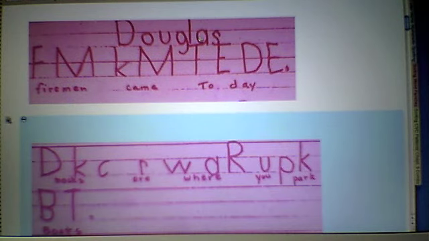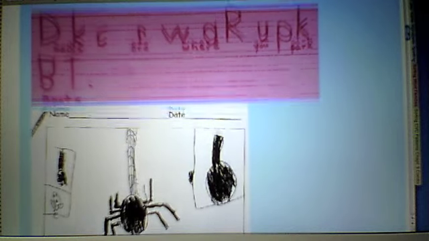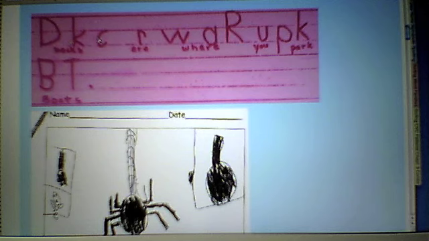Suddenly the code is cracked and children start seeing the phonetic elements. So Douglas here is writing, and you can see the consonants phonetically. Firemen, FM, came today. And he also writes docks. You can hear the C in docks, where you park boats. So once the code is broken, children can start writing using invented spellings, and they should be encouraged to do so.